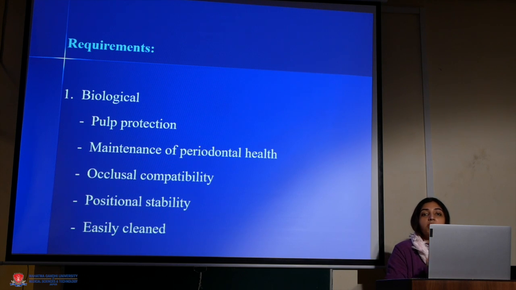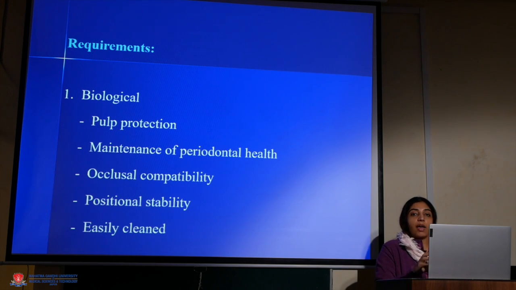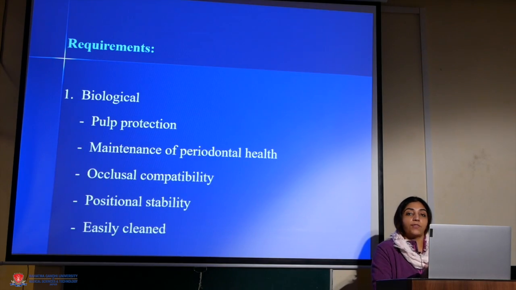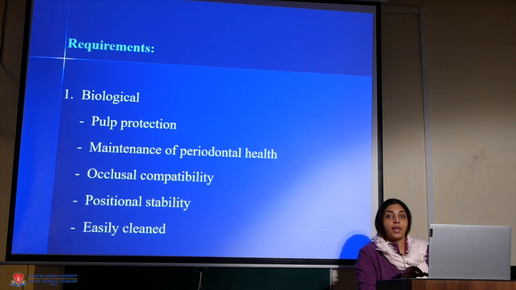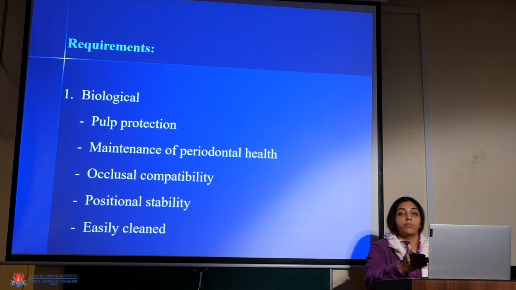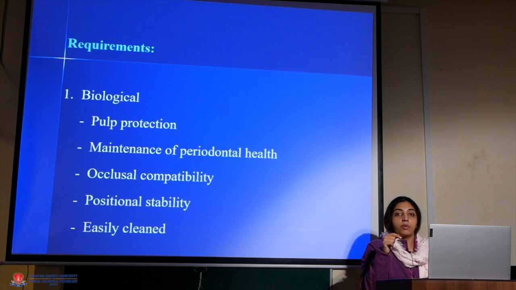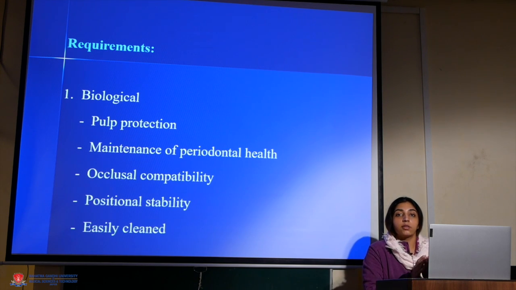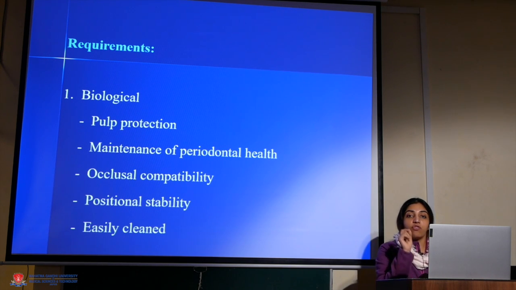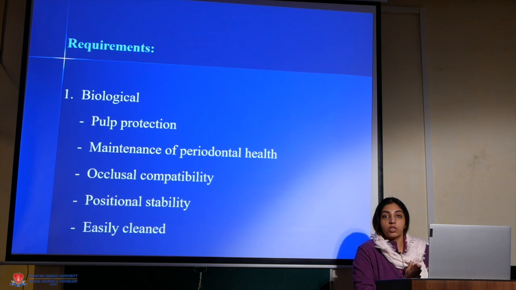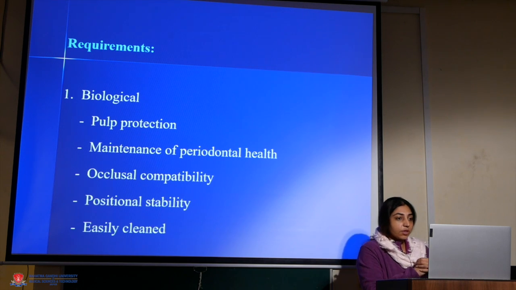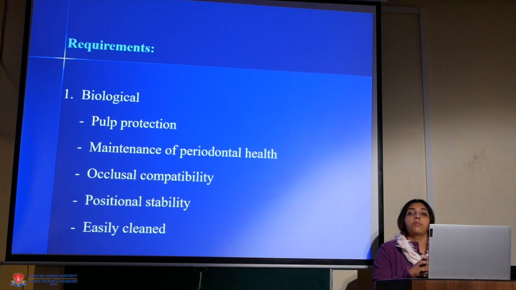The first and foremost would be the biologic requirements. It means biologically the restoration needs to protect whatever structures it is supposed to protect. That is first and foremost pulpal protection. Now don't forget that provisional restorations are given after the tooth preparation. So once we have done the tooth preparation, we have removed the enamel, we have exposed the dentine, and if the pulp is vital, the patient is going to be in pain once the local anesthesia subsides. So the first and foremost primary function of the provisional restoration when given in vital teeth would be to protect the underlying pulp.